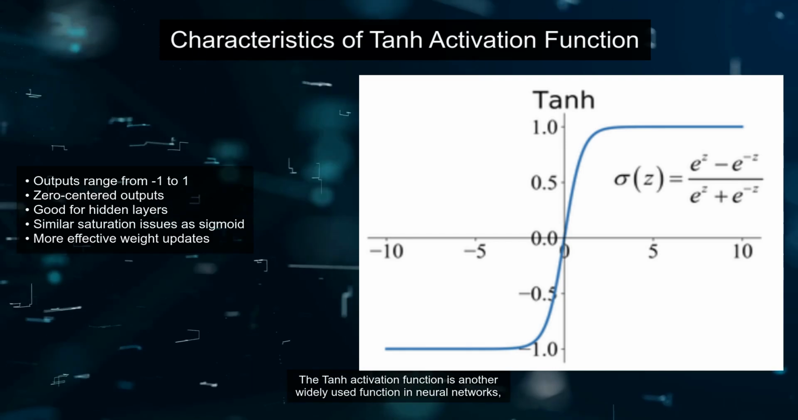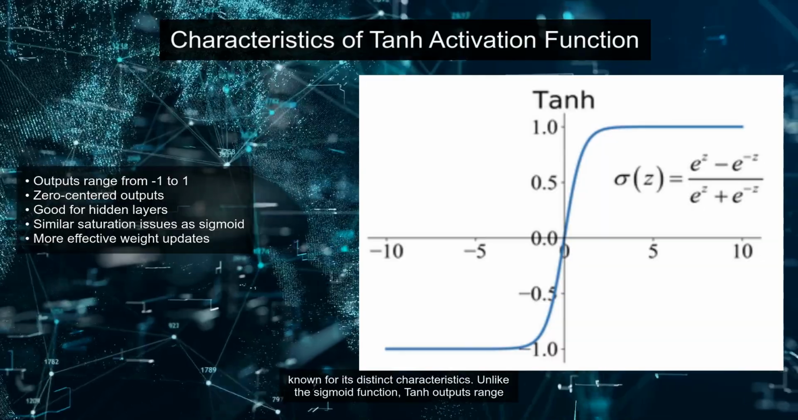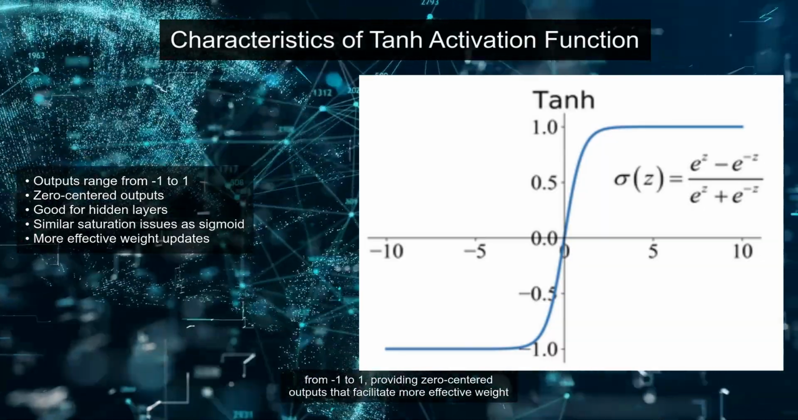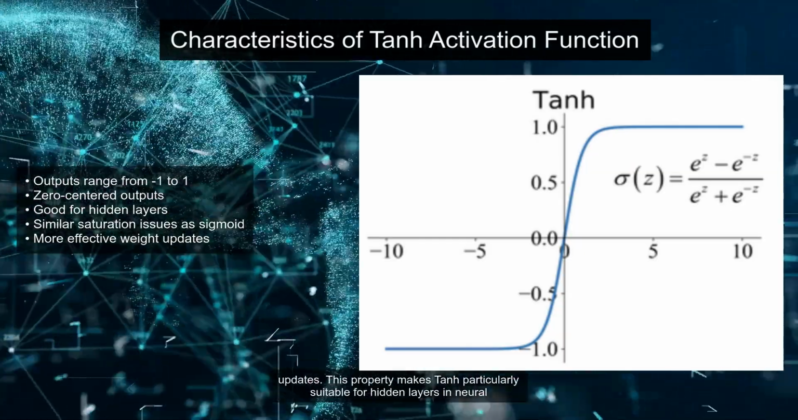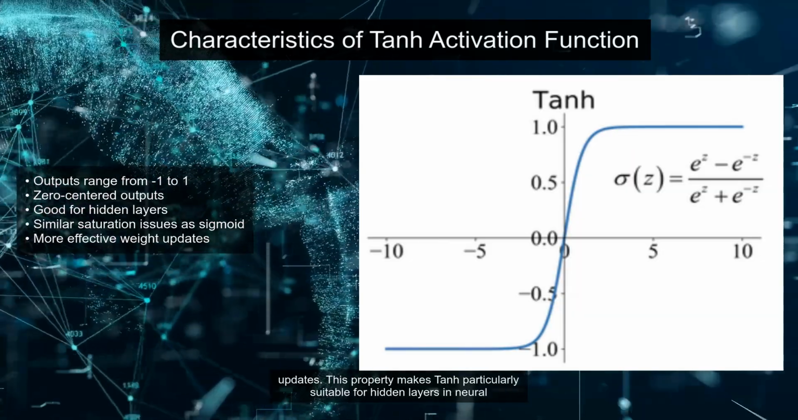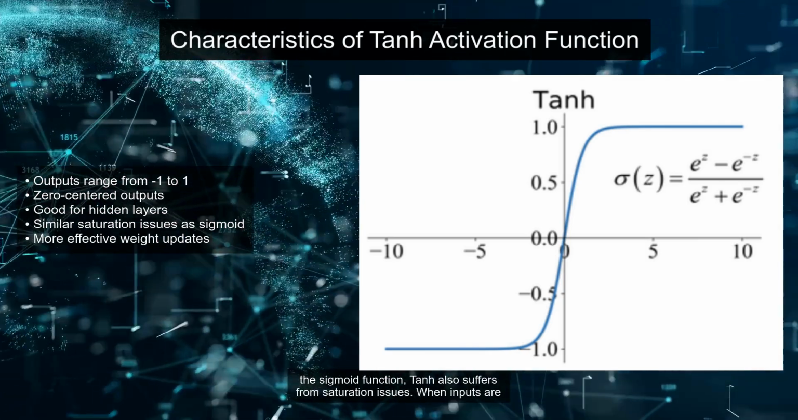The tanh activation function is another widely used function in neural networks, known for its distinct characteristics. Unlike the sigmoid function, tanh outputs range from -1 to 1, providing zero-centered outputs that facilitate more effective weight updates. This property makes tanh particularly suitable for hidden layers in neural networks, where balanced outputs can lead to better training performance.